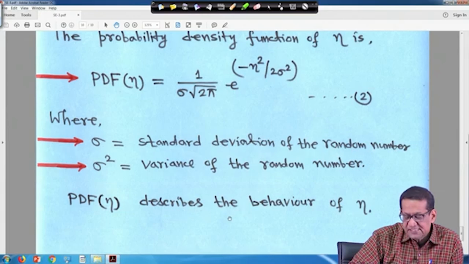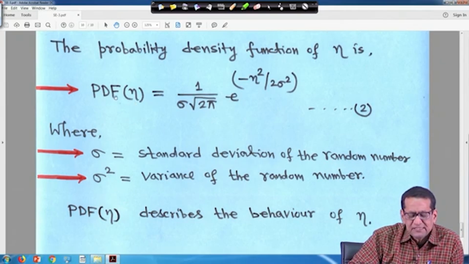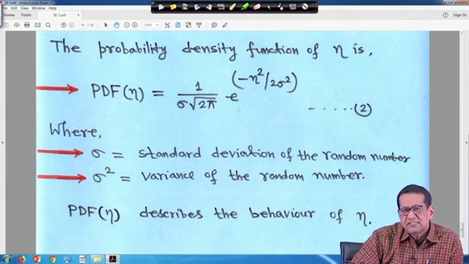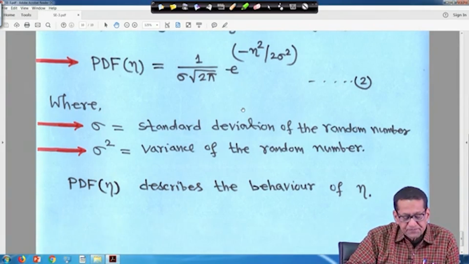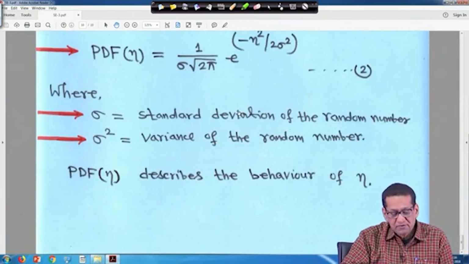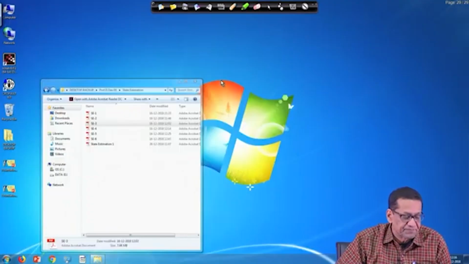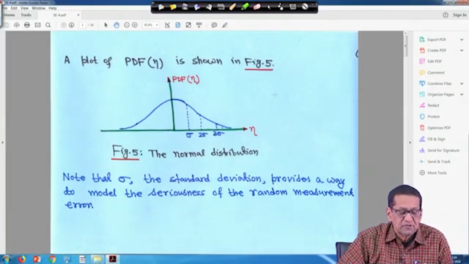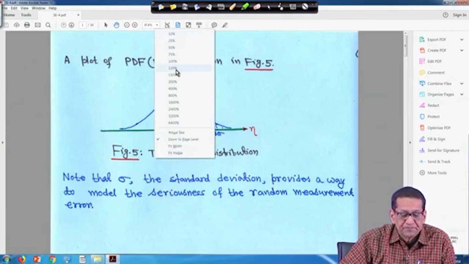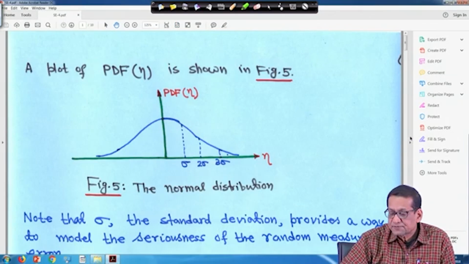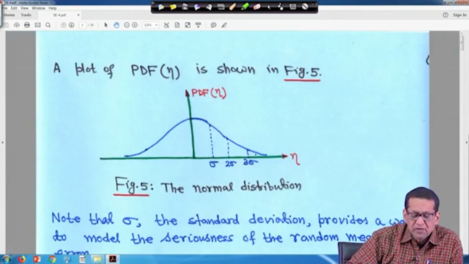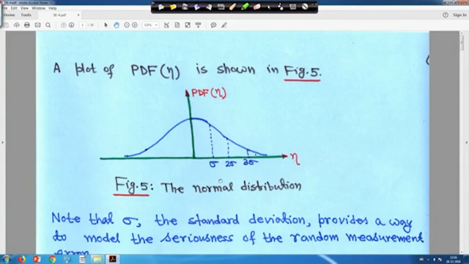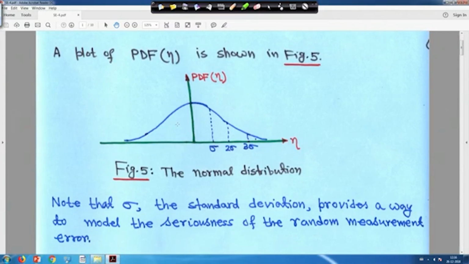Now, PDF zeta actually describes the behavior of zeta, right. So, we define the probability density function of zeta as this, a normal distribution. Now we will go to the next page. So, the plot of probability density function, that is PDF zeta versus zeta, is given. This is sigma, this is 2 sigma, this is 3 sigma, and it is the normal distribution, the PDF zeta versus zeta curve, right.